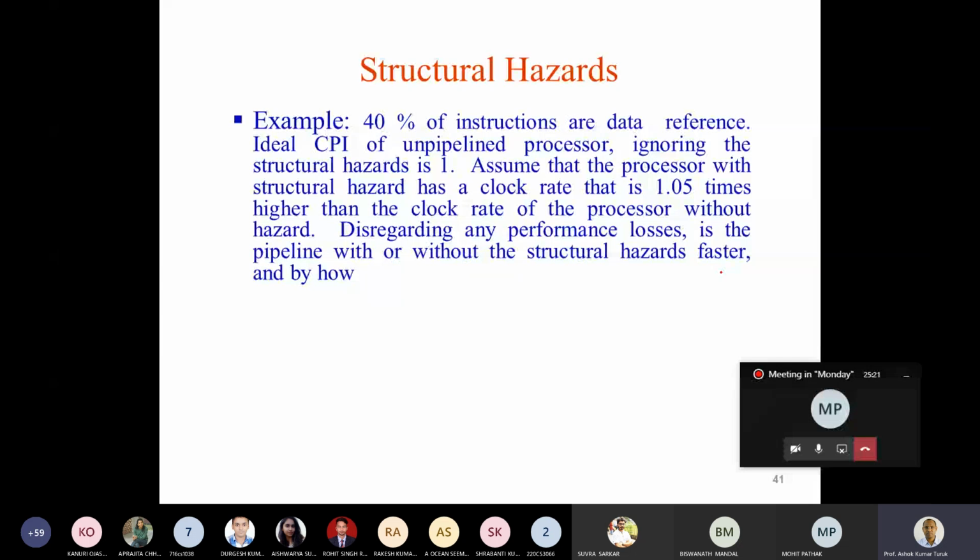Assuming that the processor with structural hazard has a clock rate 1.05 times higher than the clock rate of the processor without structural hazard, and disregarding any performance losses, is the pipeline with or without structural hazard faster? So let's compute whether the pipeline with or without the structural hazard is faster, and by how much.